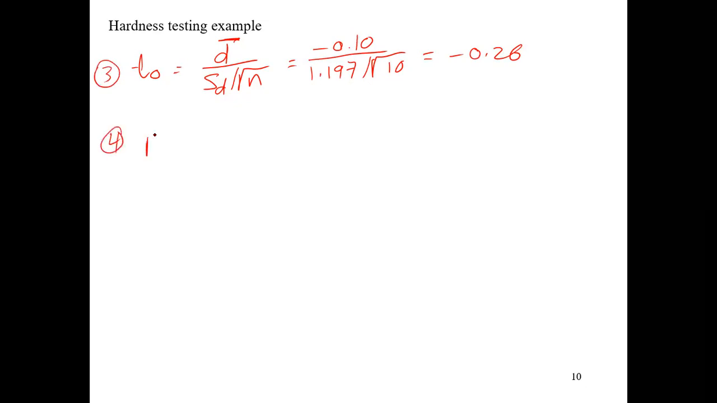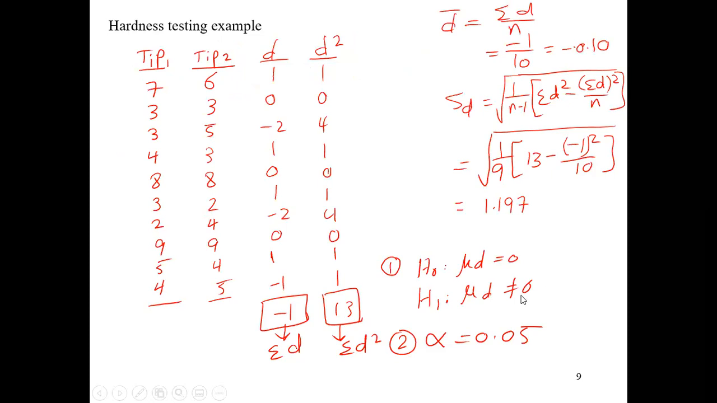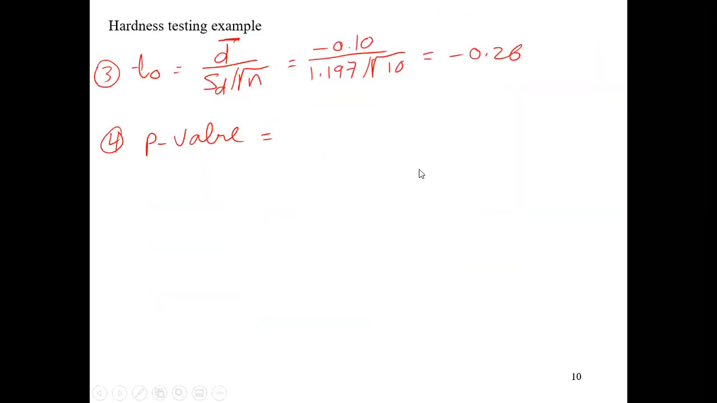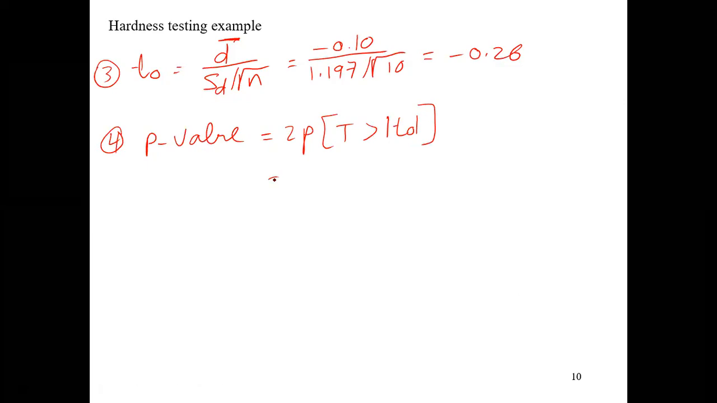Fourth step, calculate p-value. Our alternative is doesn't equal. When it doesn't equal, as before, the p-value is 2 times the probability of t greater than the absolute value of t0. We did that before. So this one equals 2 times the probability of t greater than the absolute value of negative 0.26, which is 0.26.